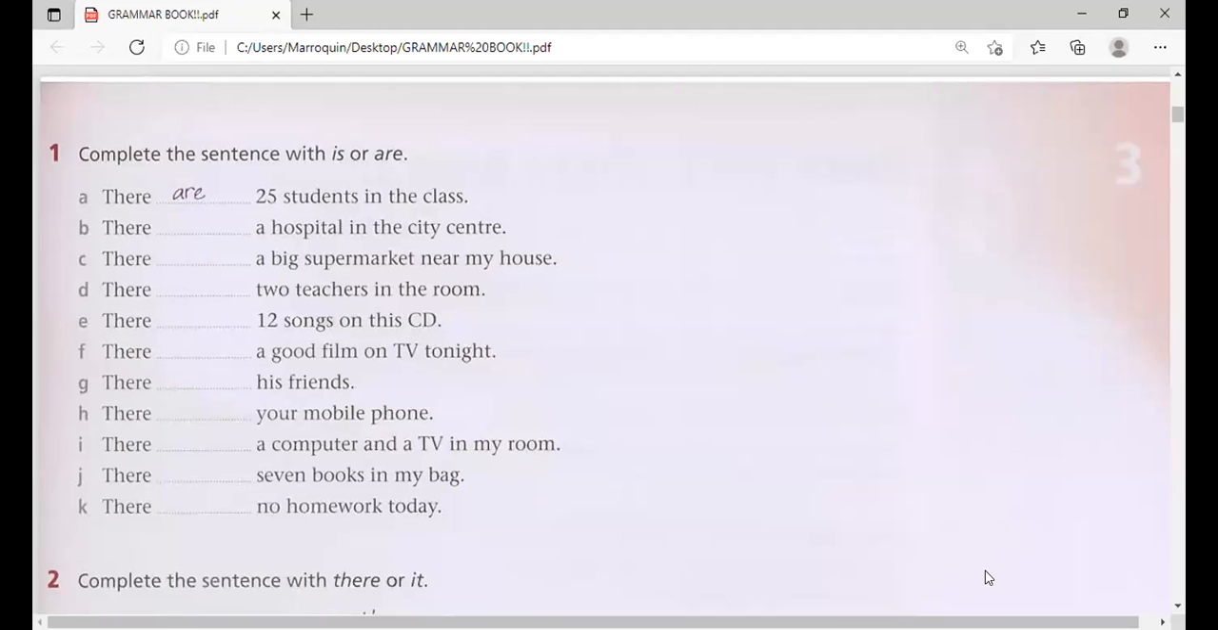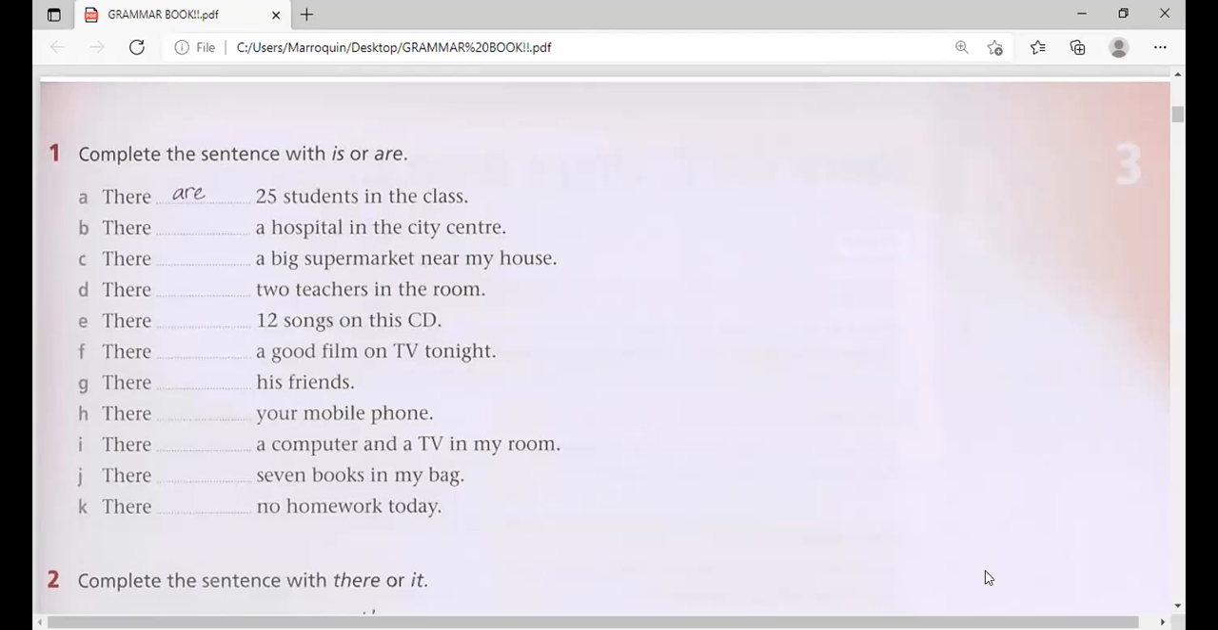So there is, there are. What is letter A? There are 25 students in the class. What about letter B? There is a hospital in the city center. Okay. What about letter C? There is a supermarket near my house. Letter D? There are. Letter E? There are. Letter F? There is. Letter G? There are his friends. H? There is your mobile phone. What about I? There are a computer in my room.